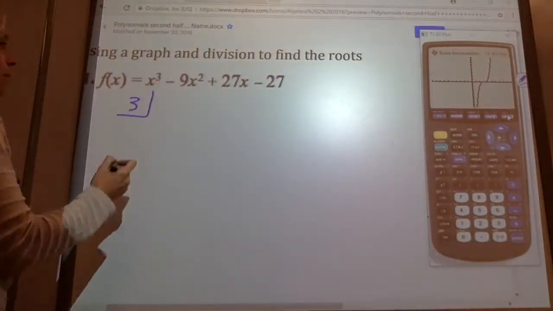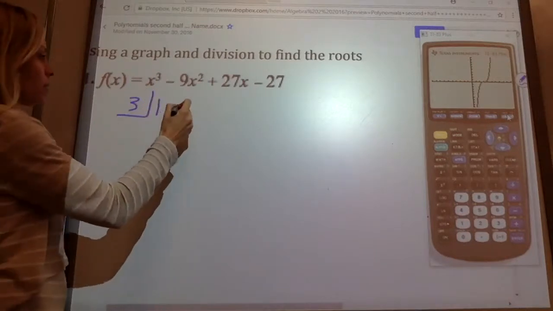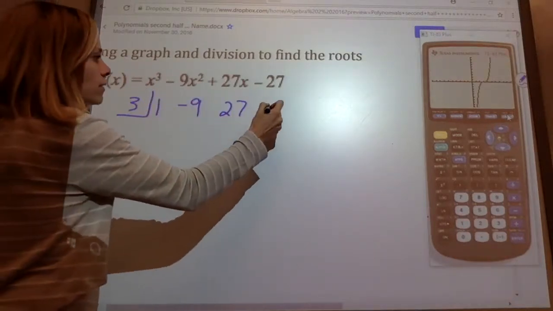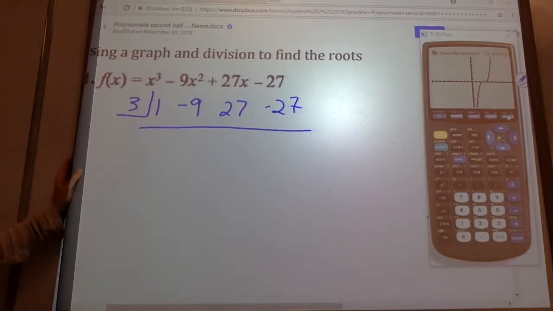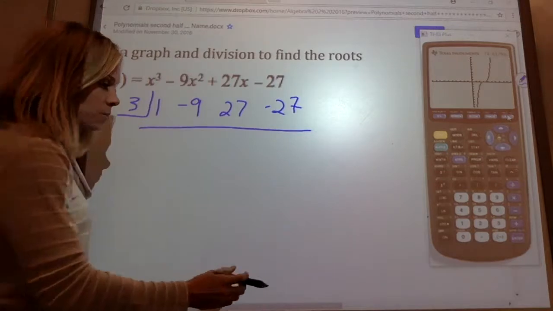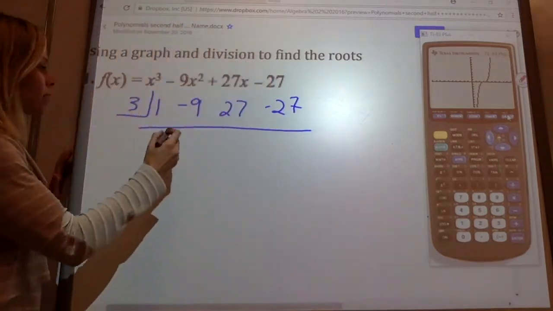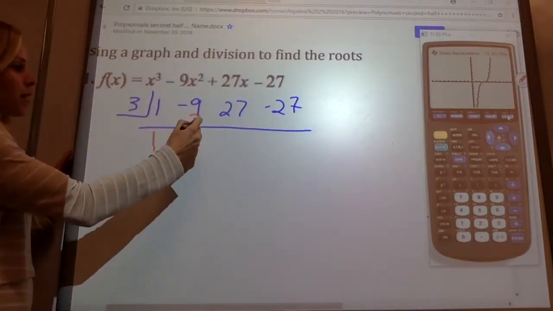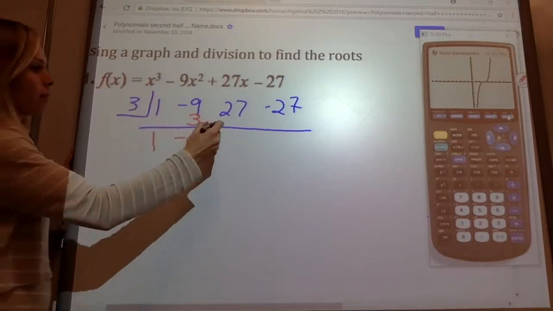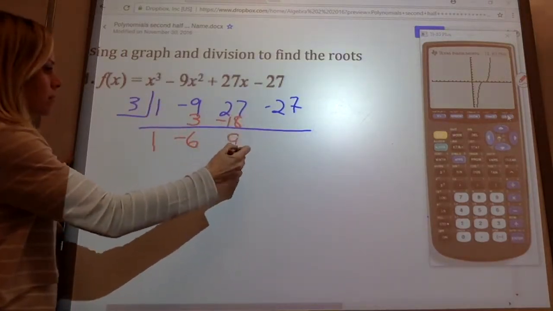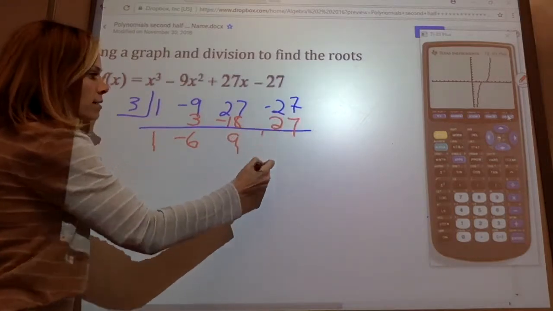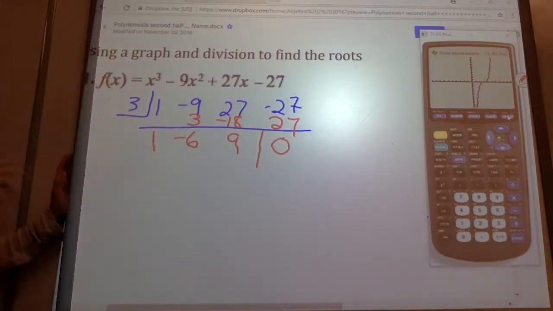So 3 in my box, and then 1, negative 9, 27, negative 27. And if I do this right, it should be getting 0 as remainder. If you don't get 0 as remainder, you maybe calculated something wrong. Bring down the first term, multiply, add, multiply, add, multiply, add, and I get 0, right? So how did this help me?